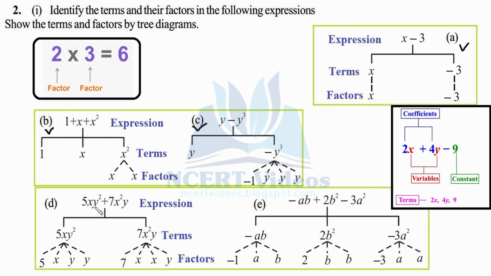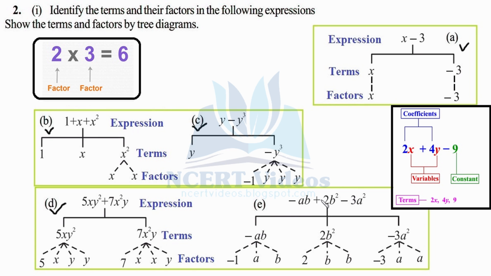D. 5x y squared plus 7x squared y. So this is the expression. And terms, we can only see one addition, therefore this is one term, this is another term. Writing it here, 5x y squared, 7x squared into y. These are terms. And now writing its factors. Here we can see 5, x is 1 time, y is 2 times. So y, y. Now here 7, x is 2 times, therefore x, x, and y is single time. So these are factors. That is D.